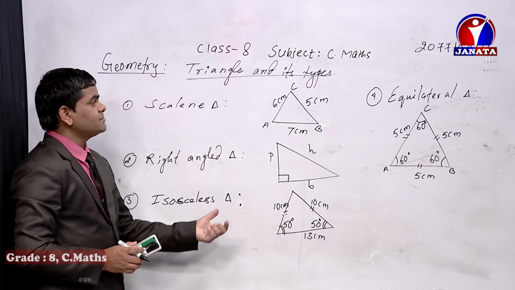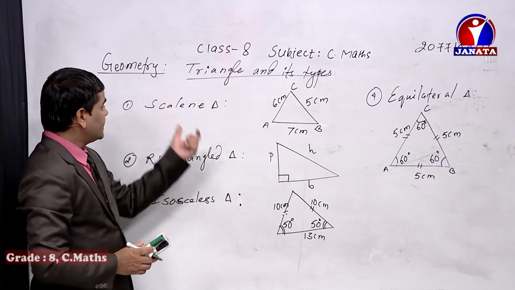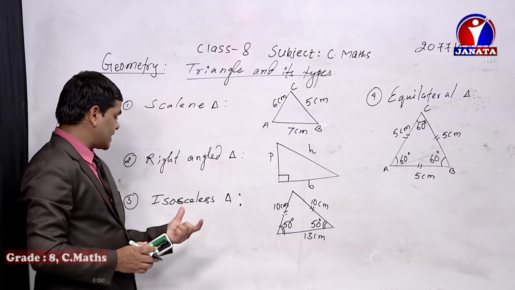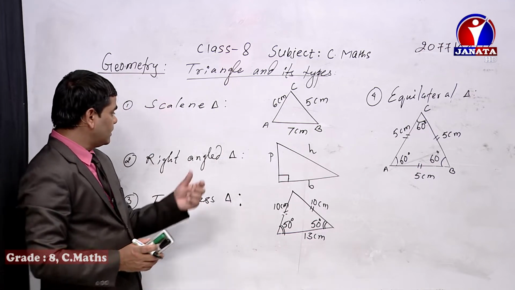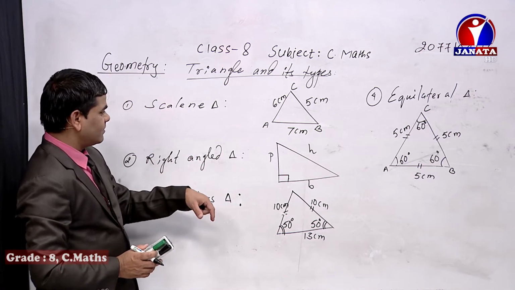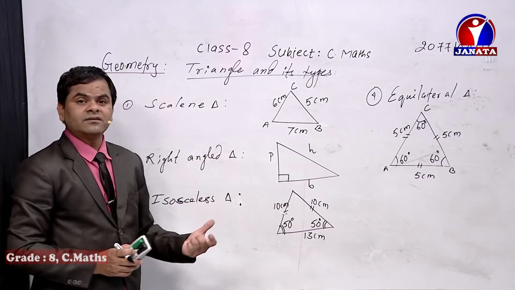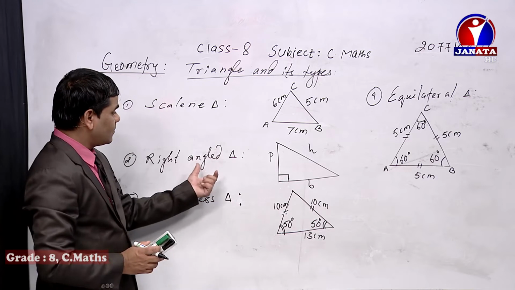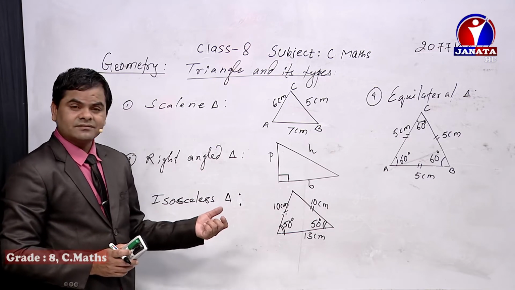So these are the types of triangle. Remember, dear students, there are 4 types of triangle. One is scalene triangle, another is right angle triangle, another is isosceles triangle, and the last one is equilateral triangle. And dear students, another type of triangle is also there. Another one is the general triangle. We write it as general triangle by considering the sides of the triangle.